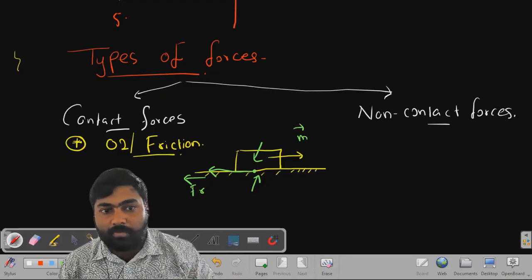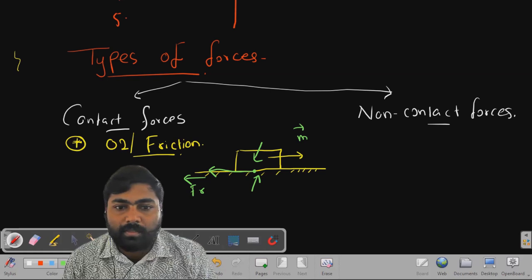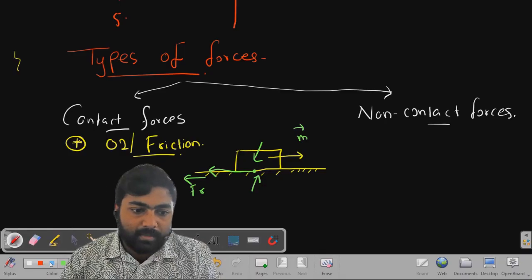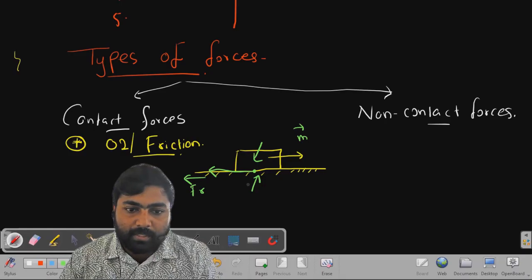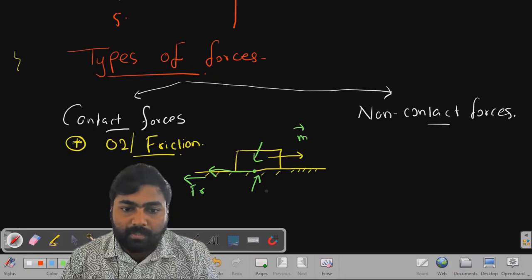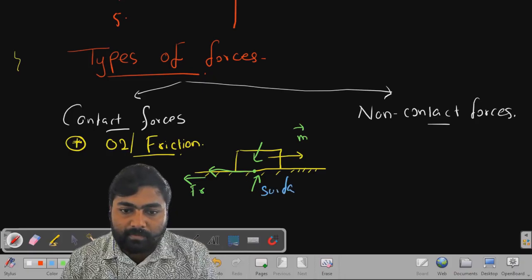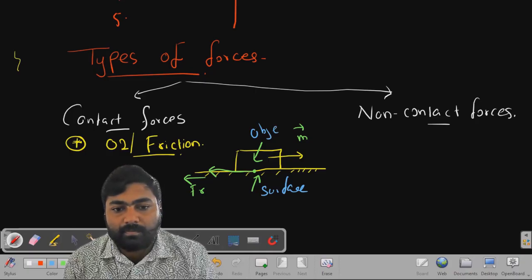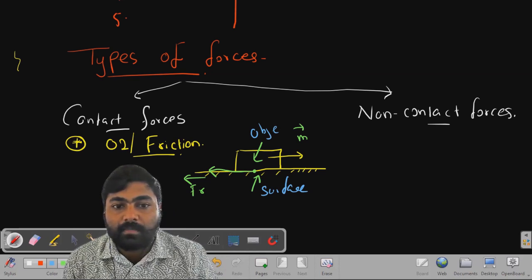Clear? We have to talk about this friction force and other forces. I want to explain what is meant by contact force. This friction force is generated because of contact between this object and this surface. Can you understand that part? When this surface and this object touch each other, friction force is generated. Clear? Yes, sir. Those are known as contact forces.